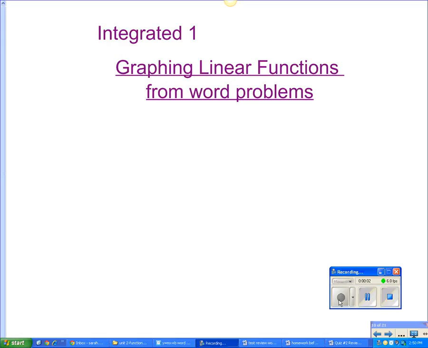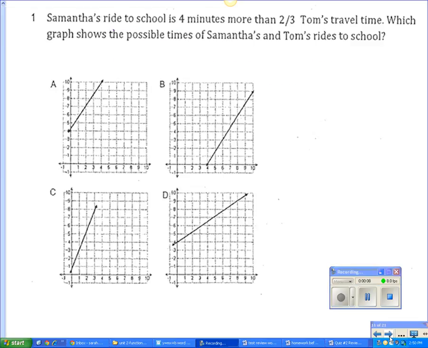Graphing from word problems actually is not as bad as it looks. So let's go ahead and get started with number 1. Samantha's ride to school is 4 minutes more than 2/3 Tom's travel time. Which graph shows the possible times of Samantha and Tom's ride to school?